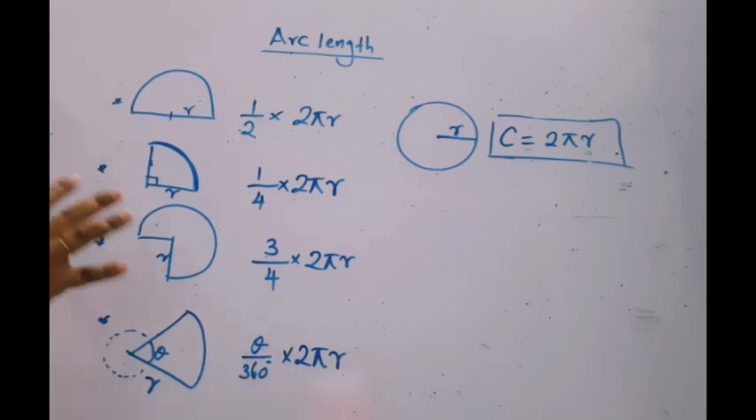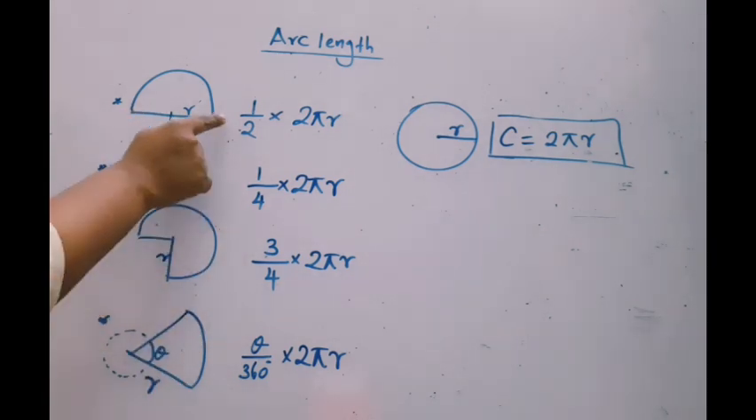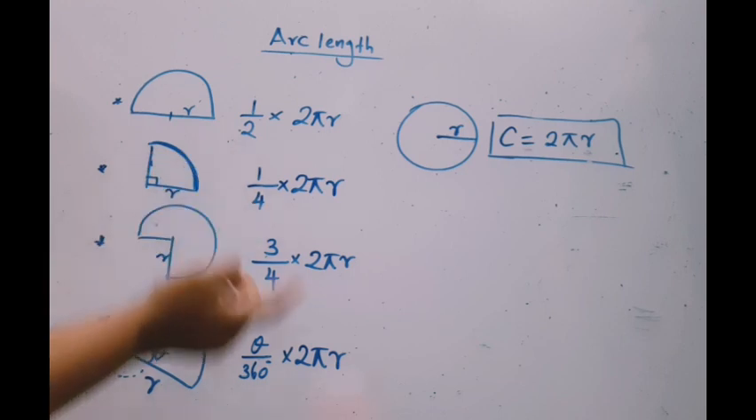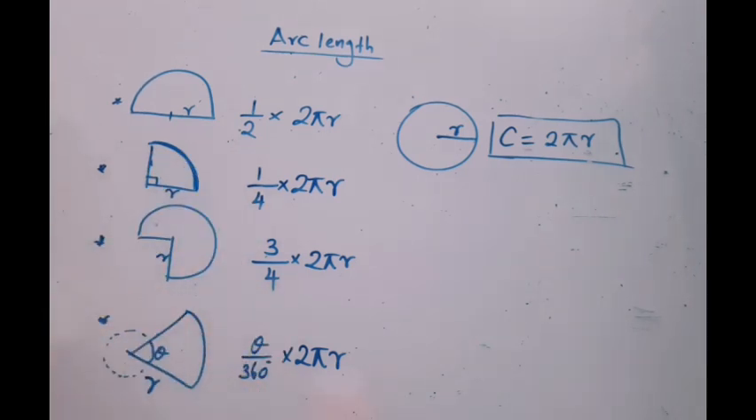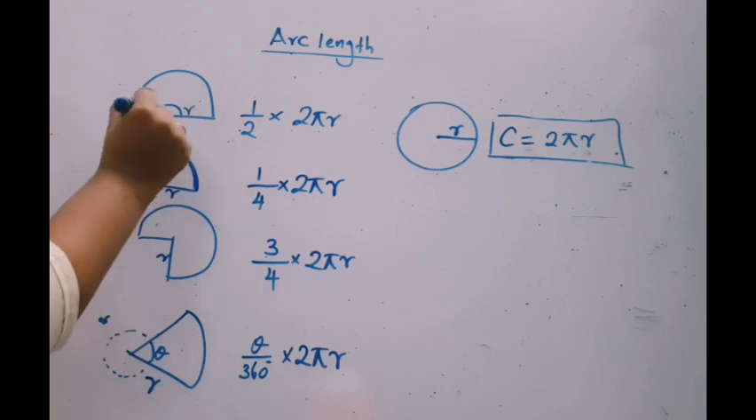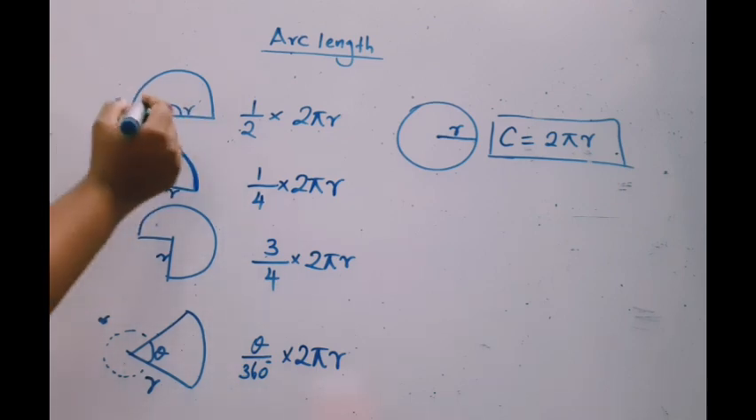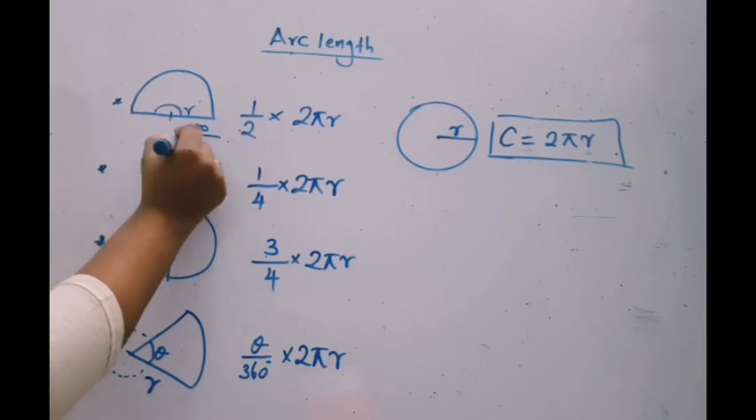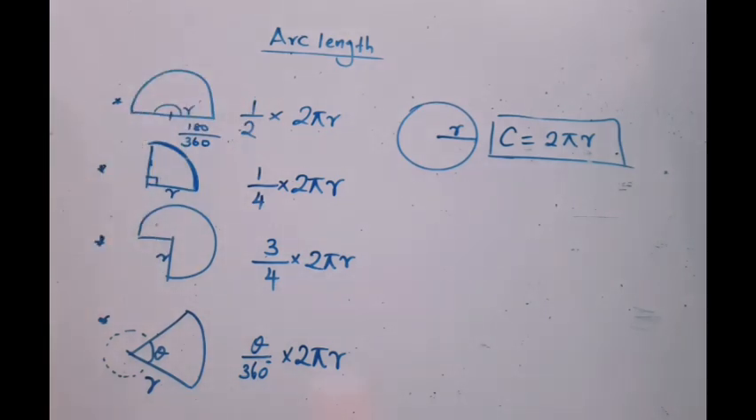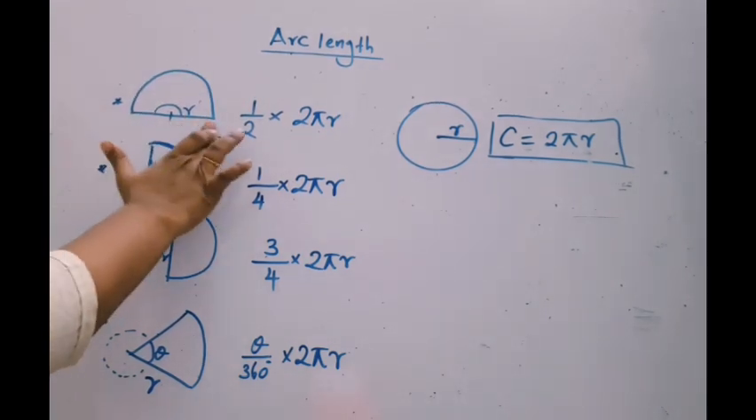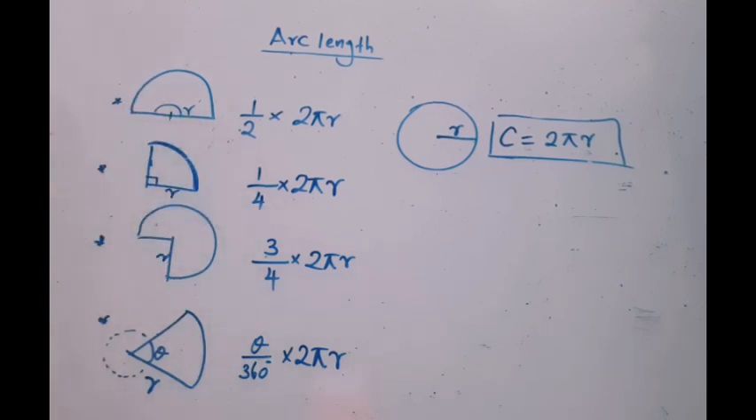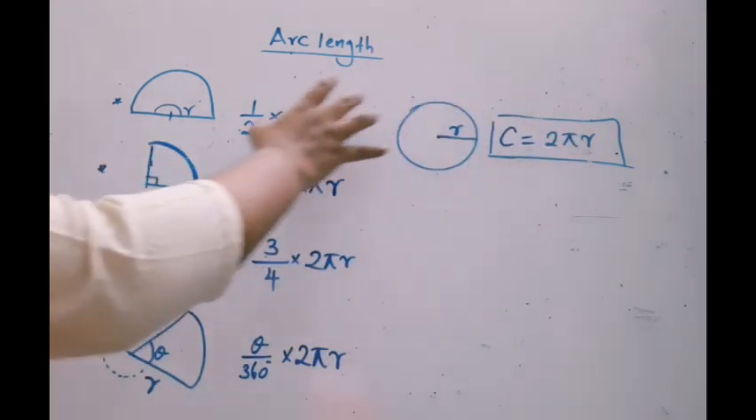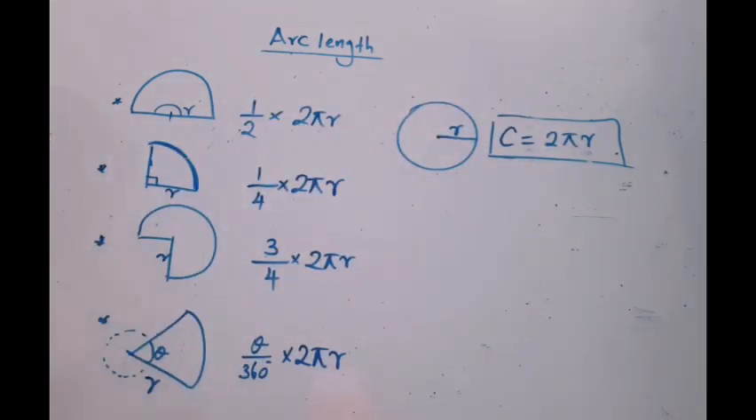So now the fact you need to remember is that we obtain this half also from this only. That means 180 degrees, right? A semicircle contains the angle as 180 degrees. So 180 divided by 360 is going to be half. That's actually the simplified fraction of this angle. So remember, this is very easy. If you remember this formula, you will be able to find the arc length of the sector of the circle.